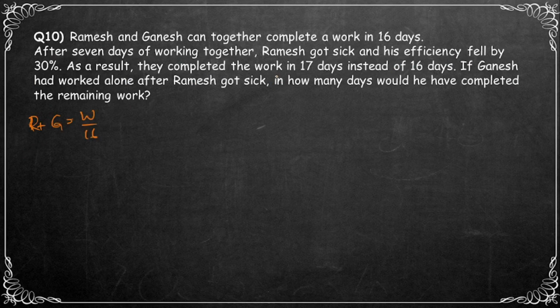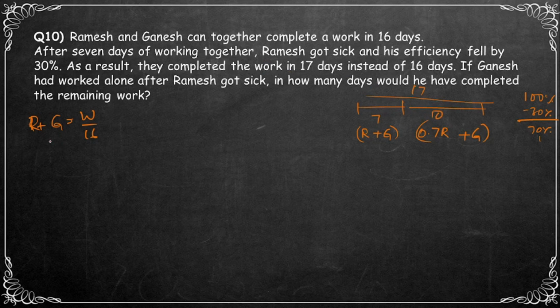Now after 7 days of working together, that means the first 7 days, Ramesh and Ganesh have worked. Ramesh got sick at this point. His efficiency fell by 30%. That means 100% minus 30%, which is nothing but 70%. 70% is 70 by 100, which is nothing but 0.7. So 0.7 R, Ramesh is at this efficiency, plus Ganesh. So they have worked for this duration. Now they are saying the total is 17. From here till here it is 17. So this is 10 days.